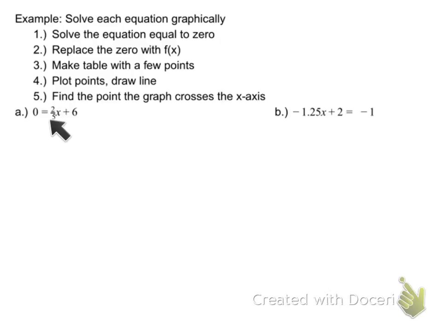So the first problem, part 1, is already done for you. Can you guys agree with this? So that means we go to step 2, I take the 0 out, I put in what? F of x, or if you feel more comfortable, replace it with a y. Because we make an x, y table or an x, f of x table. It doesn't matter, it's a function, okay?